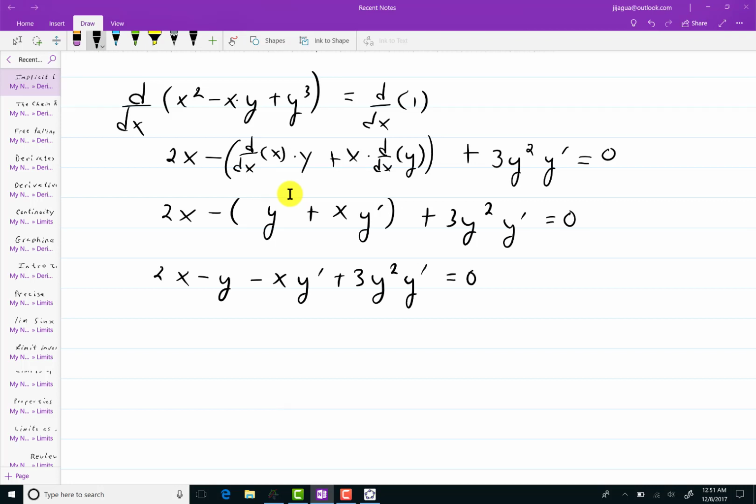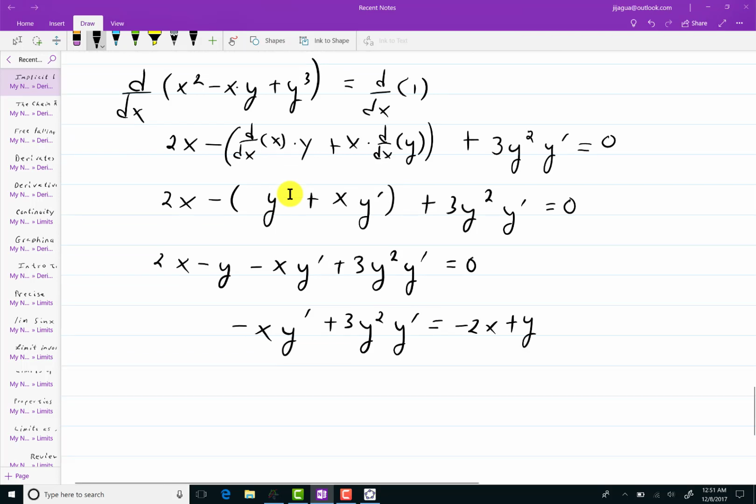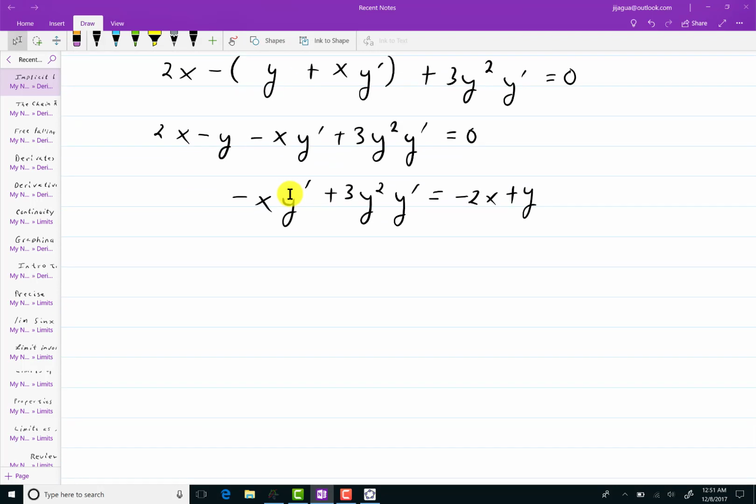Now, in order to solve for y prime, the first thing I'm going to do is get rid of the 2x and the minus y. So I'll have negative x y prime plus 3y squared times y prime equals negative 2x plus y. Next, I'm going to factor out y prime. I have y prime times negative x plus 3y squared equals negative 2x plus y.